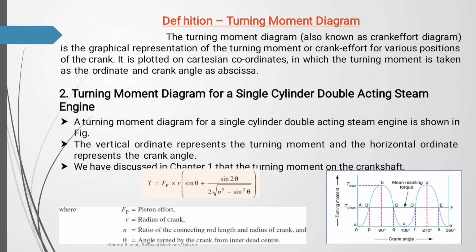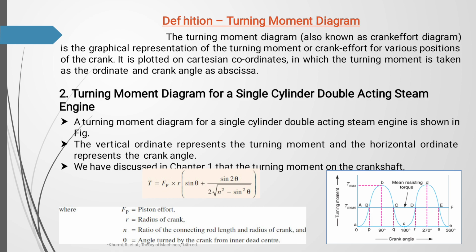Very first, we move on to the presentation of the turning moment diagram. What is meant by turning moment diagram? How can this turning moment diagram be constructed? The turning moment diagram, also known as the crank effort diagram, is the graphical representation of the turning moment or crank effort for various positions of the crank. It is plotted on Cartesian coordinates in which the turning moment is taken as the ordinate and the crank angle as abscissa. Okay, students, listen to these words very carefully.